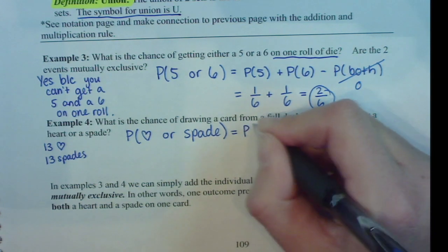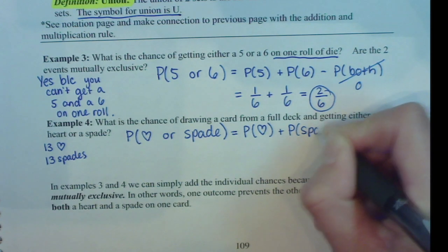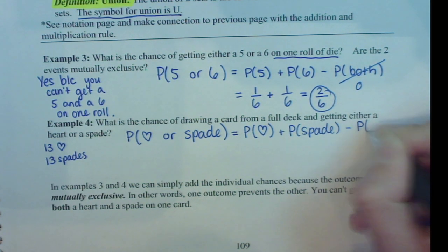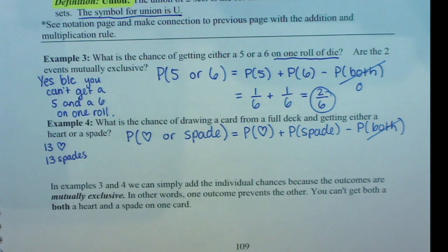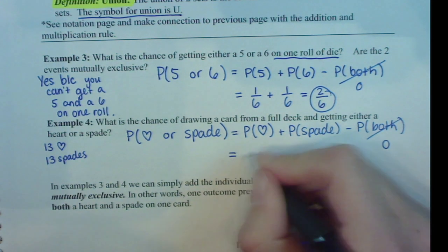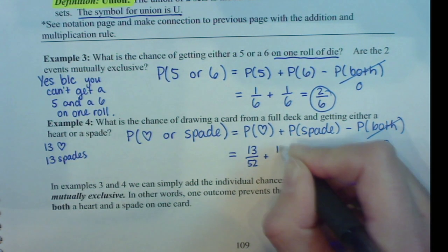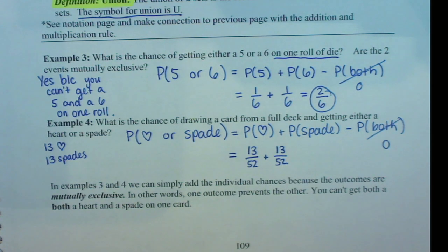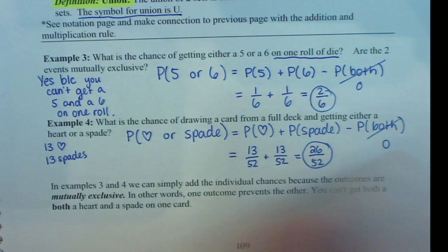So I'd say this is just the probability of getting a heart plus the probability of getting a spade. And then when I subtract the probability of both, I see the exact same thing, that this is impossible. The probability of both is actually, again, 0. So the chance of getting a heart is 13 out of 52. The chance of getting a spade is 13 out of 52 as well. There's 13 spades. And then that gives me 26 out of 52, or 1/2.